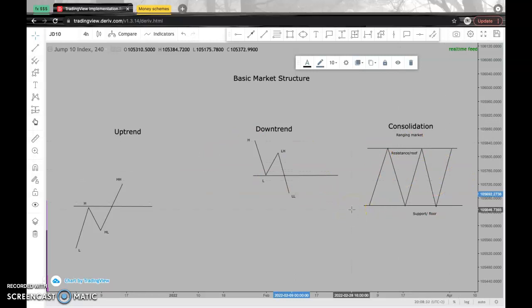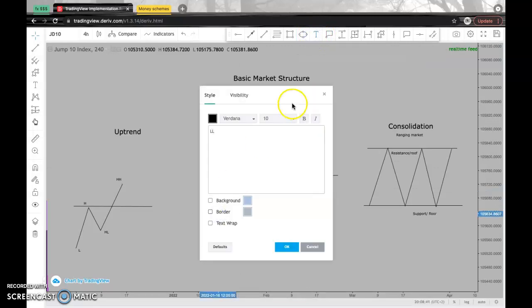And one important thing I should state is that market structure is more valuable or more reliable on higher time frames, okay? So higher time frames like the 4H. So market structure tips, right?